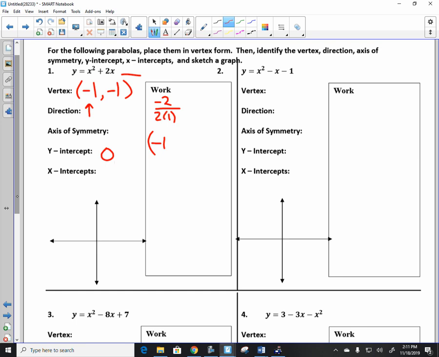How do I find the x-intercepts? I set it equal to 0. 0 equals x squared plus 2x. If it factors, factor it. That's the easiest way. If it doesn't factor, then use a quadratic formula. Does this factor? It does.